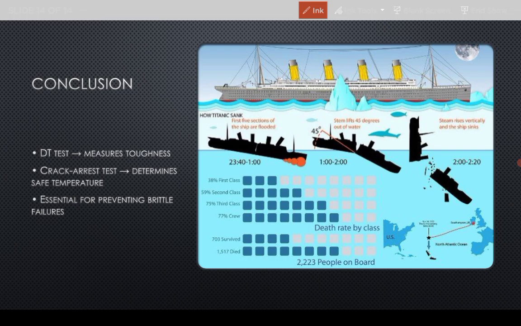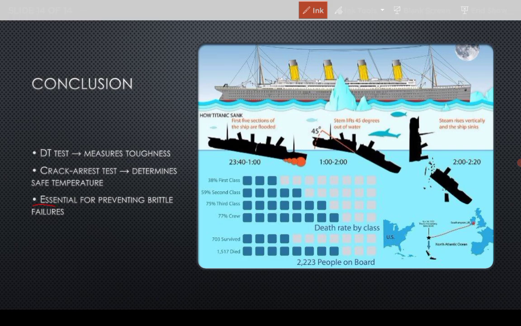So here we come to the conclusion. The dynamic tear test helps in determining the impact toughness of a material. The Robertson crack arrest test gives a more realistic picture of how a running crack stops in thick plates. Both tests are crucial for ensuring the safety of large steel structures, especially in cold environments.